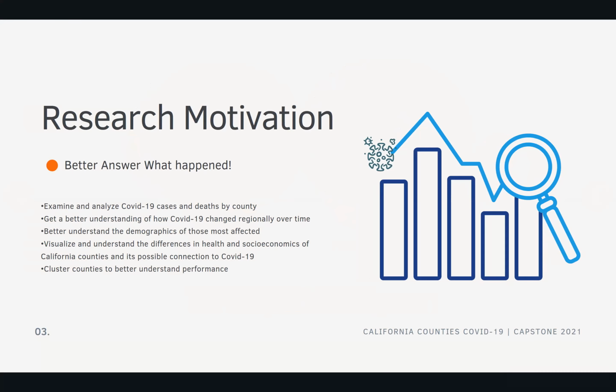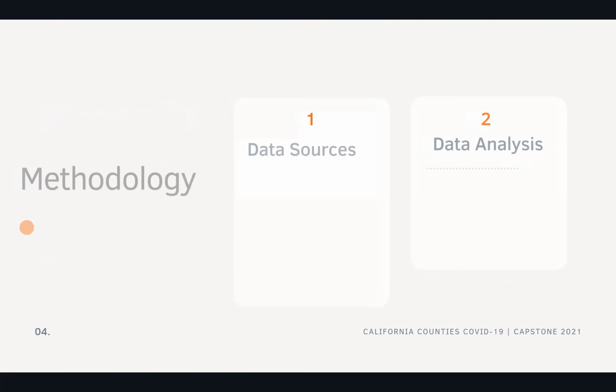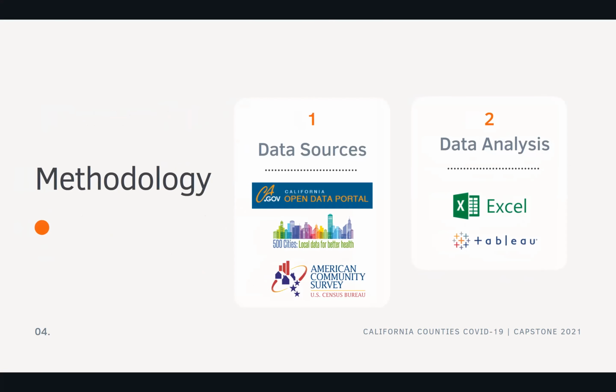in COVID-19 results. As far as methodology, I used data sources from ca.gov for the open data portal. I used 500 Cities, which is from the CDC, and the American Community Survey, which is from the US Census Bureau. As far as data analysis, I used Excel and Tableau.